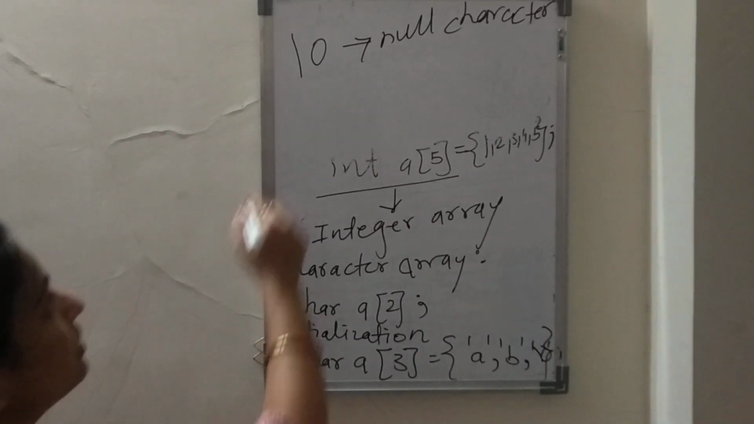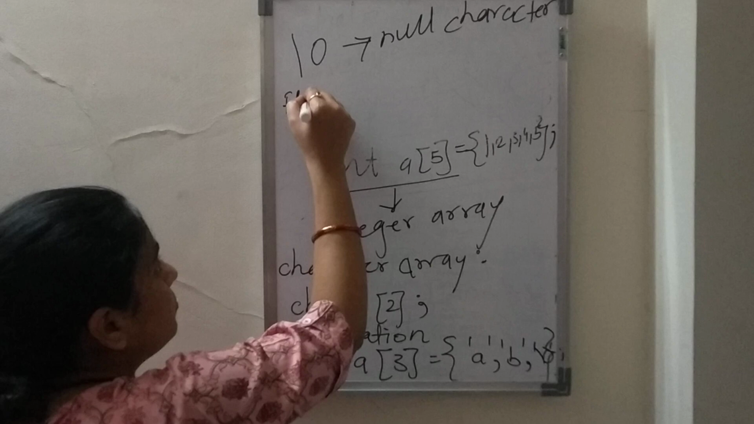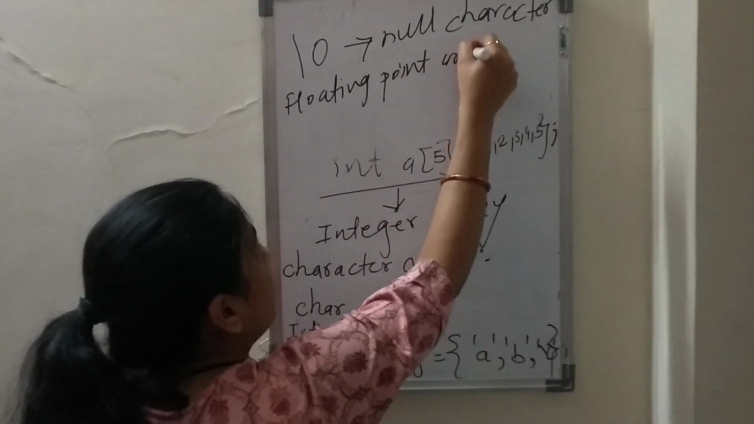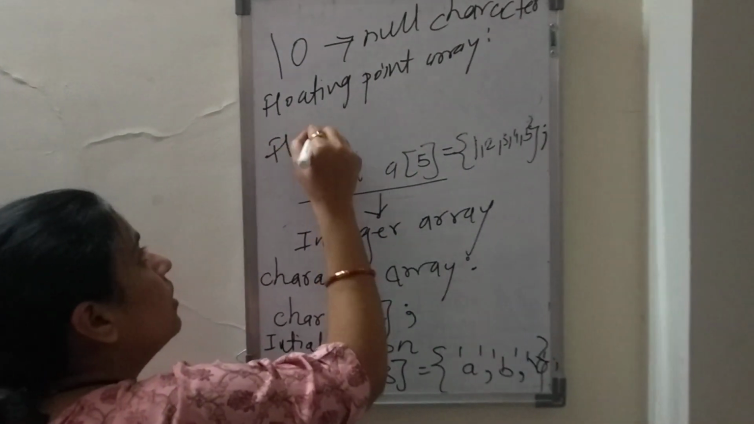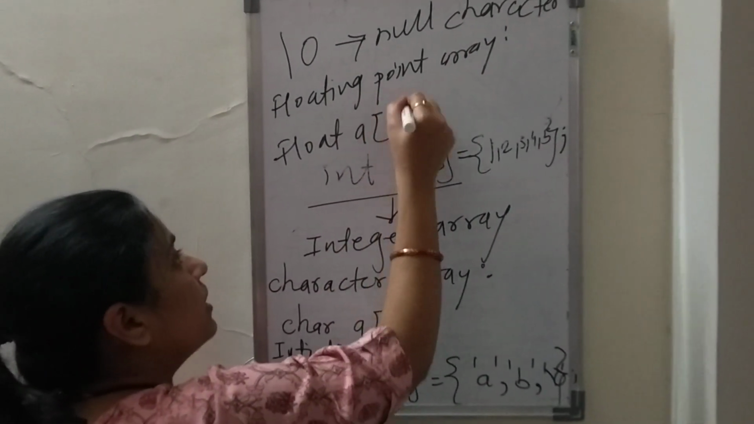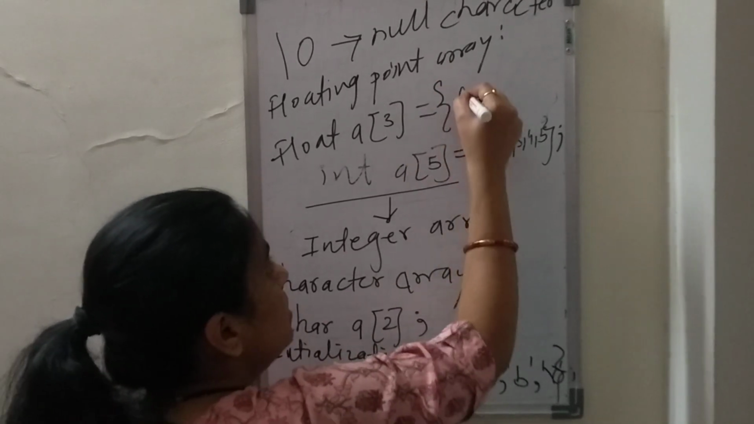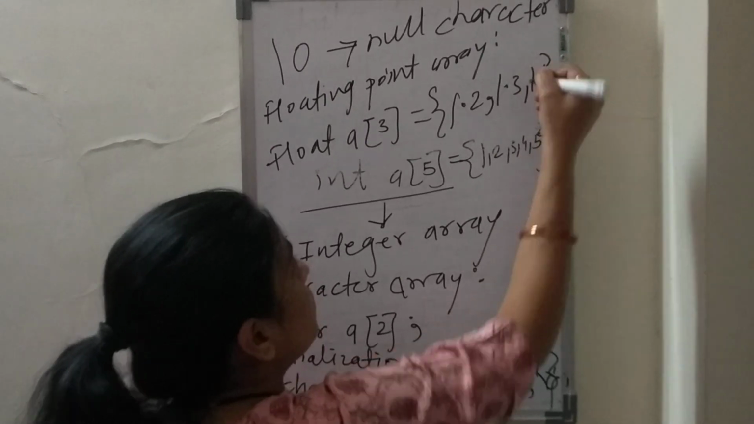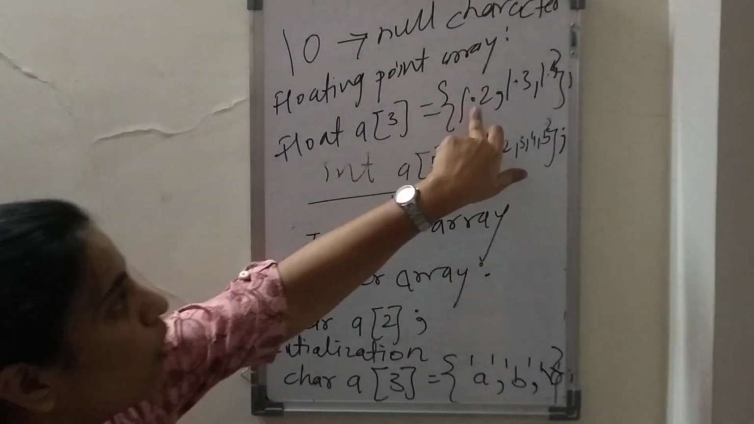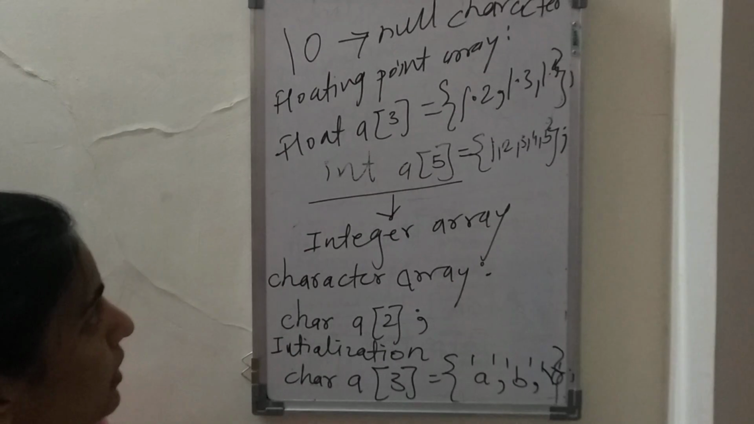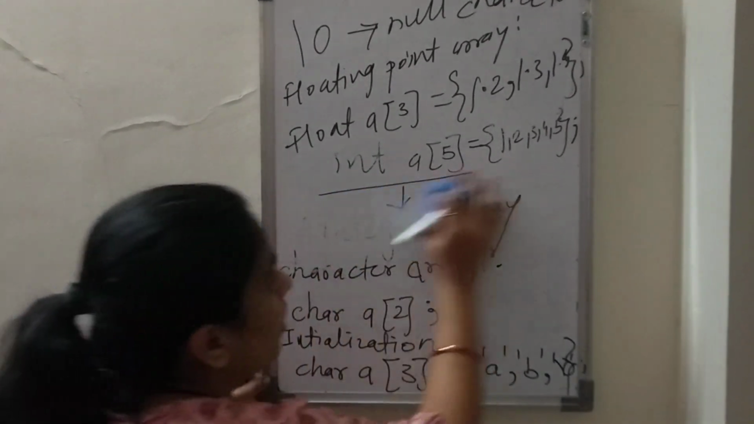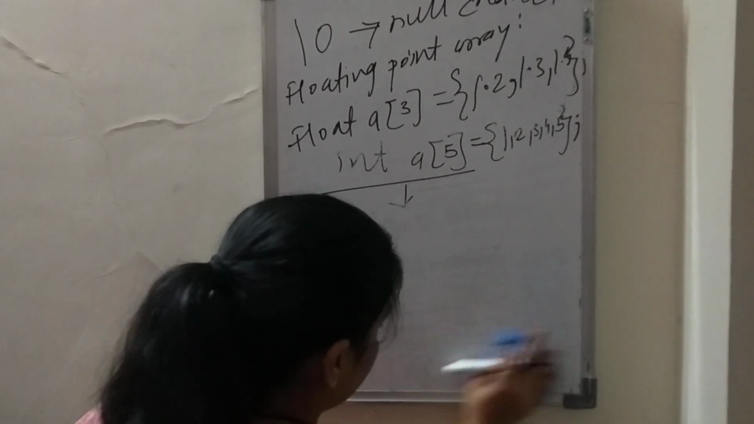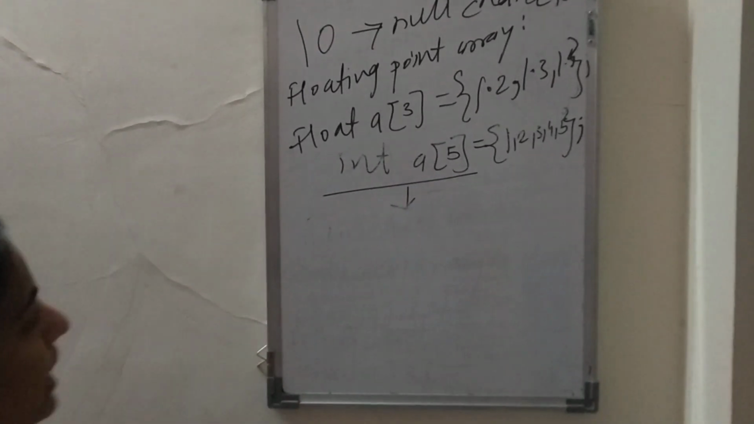Then next is floating point array. Okay. Now look here. Float A of 3 is equals to, this is initialization, 1.2, 1.3 and 1.4. As it is float, so it will contain all fractional values in A of 3. So this is floating point array. Now we will discuss one by one memory mapping of each array. Integer array, then floating point array, and then character array.